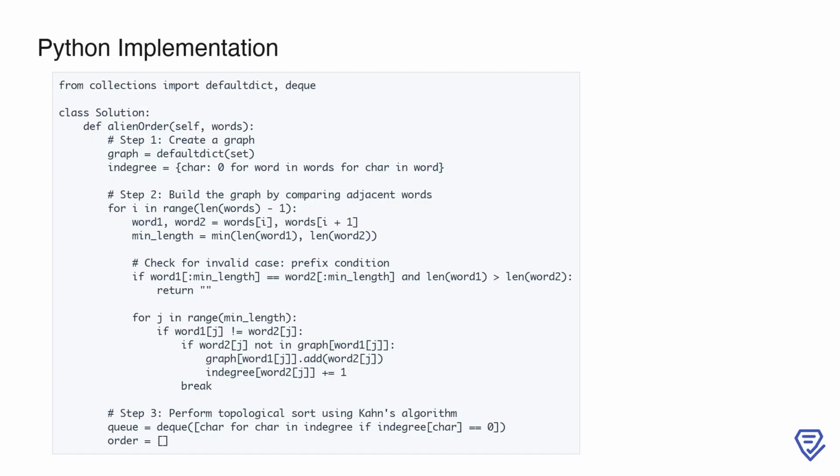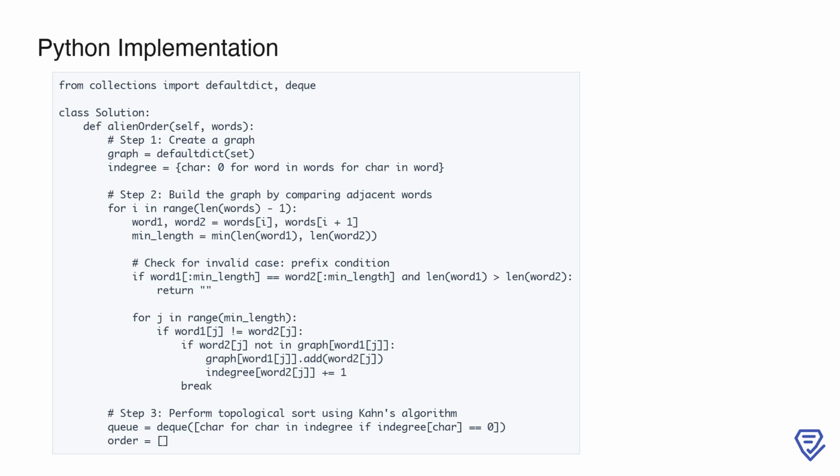To solve the alien dictionary problem, we begin by importing the necessary modules, such as defaultdict and deque, to help us construct the graph and perform topological sorting. Inside the alien order method, the first step is to create a graph to represent the character dependencies. We use a defaultdict of sets to represent the adjacency list, and an in-degree dictionary to track the number of incoming edges for each character. The in-degree dictionary is initialized so that each character in the input words starts with an in-degree of 0.